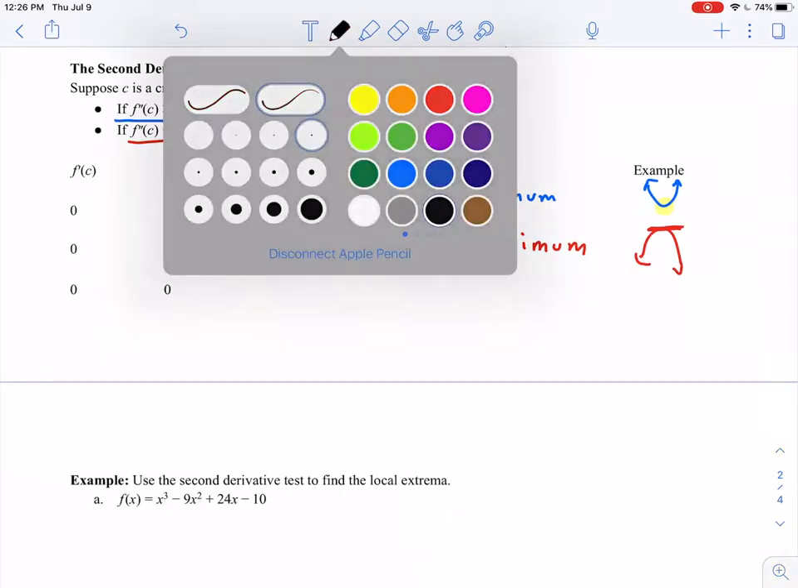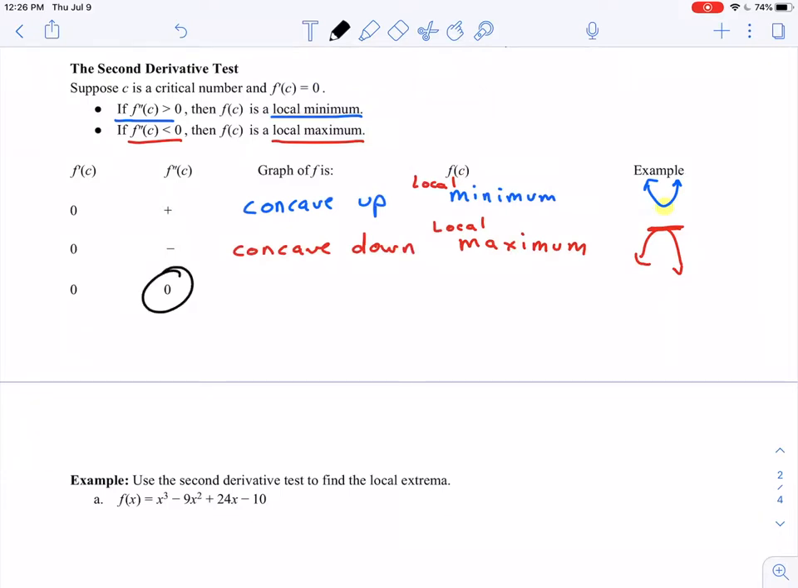The one case we didn't talk about is if f double prime of c is 0. In this case it's a little bit tricky. The graph of f is, well, we don't know. f of c, we don't really know what that is. In that case, we need more information. Maybe it's a maximum or a minimum, but perhaps more likely than not, my guess is you have an inflection point there. So in that case, it would be neither a minimum or a maximum.